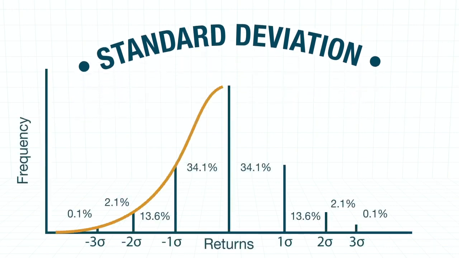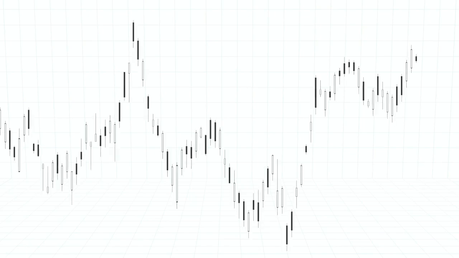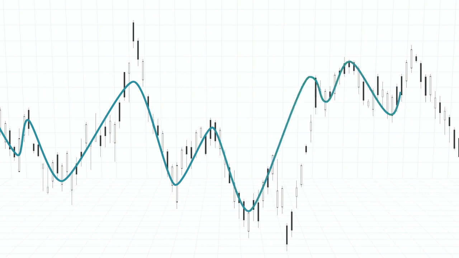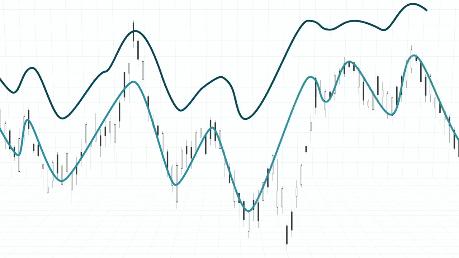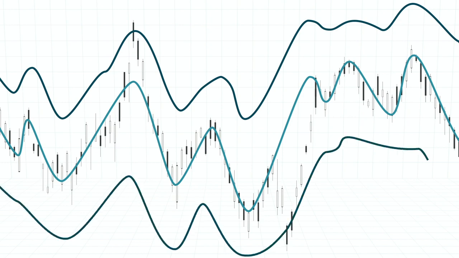Standard deviation is a statistic used in probability theory and is commonly applied in financial markets to measure volatility. In financial markets, standard deviation measures the volatility of returns from a historical average or mean, such as a 20-day moving average. Bollinger Bands are typically plotted 2 standard deviations above and below a moving average. This means about 95% of a security's historical price movement is likely contained within the 2 bands.